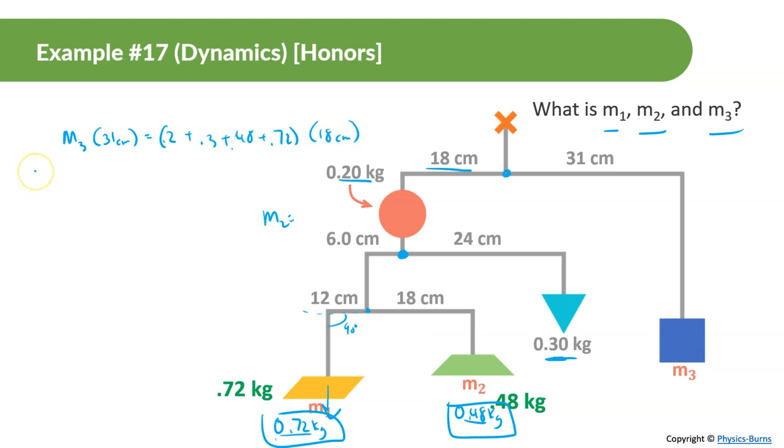So now let's figure this out. Let me just put that in. 0.2 plus 0.3 plus 0.48 plus 0.72, times 18 centimeters, and then divided by 31, and then we get M3 is equal to 0.98 kilograms. There we go. Yep. All right, so that's mostly it.